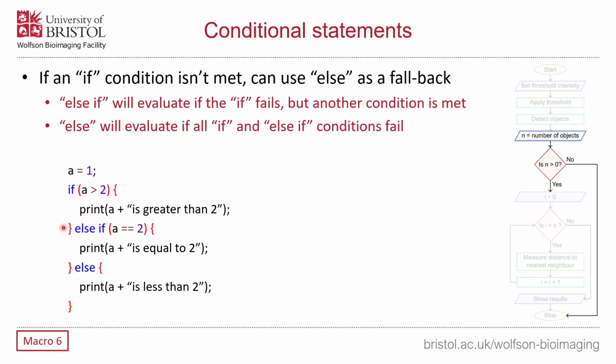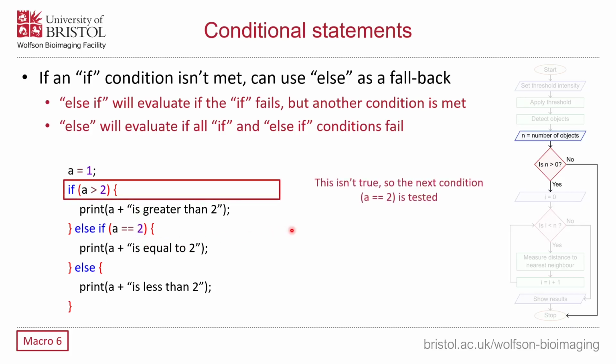It's also worth noting that you can have as many else if statements as you wanted. You could say if A is equal to 1, print something. If A is equal to 2, print something else. If A is equal to 3, print something else. But that's quite a crude way of doing it. But you know, depends on what you're trying to achieve.